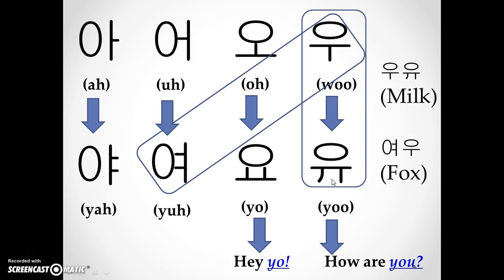So if you know all these eight vowels that I listed up here, you can actually remember two words in Korean. 우유 in Korean means milk. And 여우, that means fox in Korean.